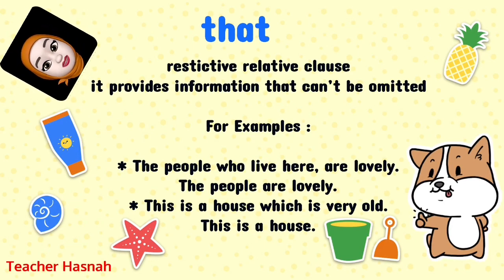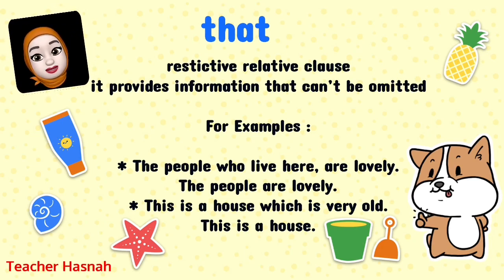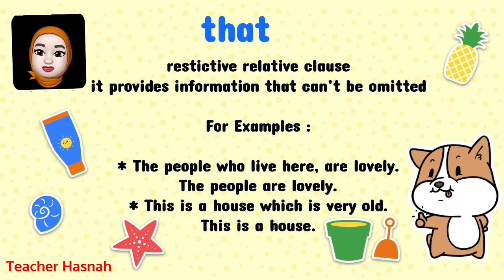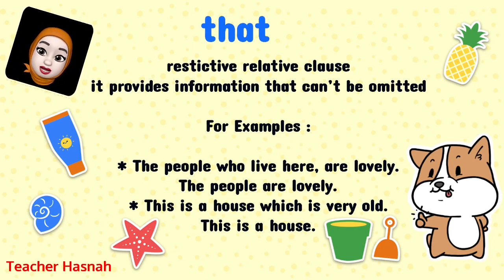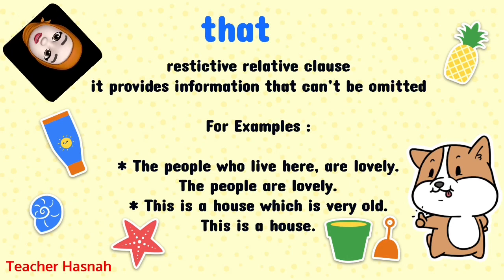A restrictive relative clause provides information that cannot be omitted. For example, the people who live here are lovely. Now we don't know what kind of people, so we add who live here. This is a house which is very old. Now we don't know what kind of house, so we add which is very old.